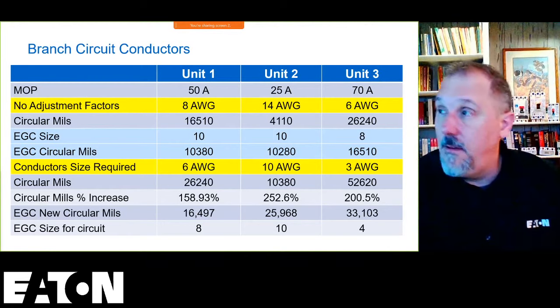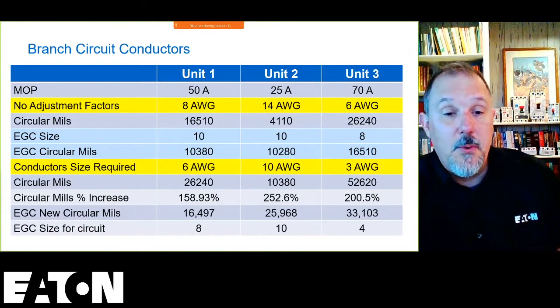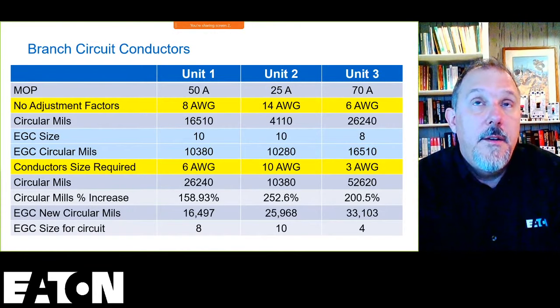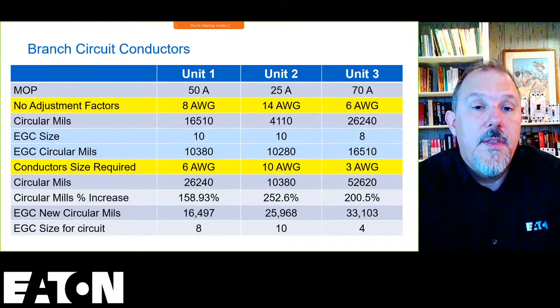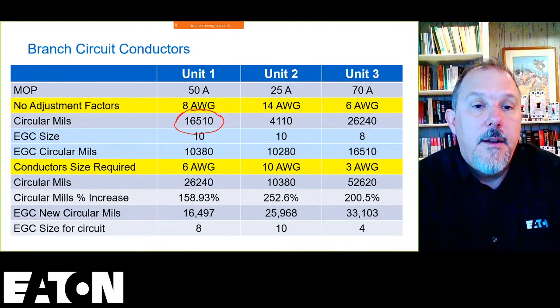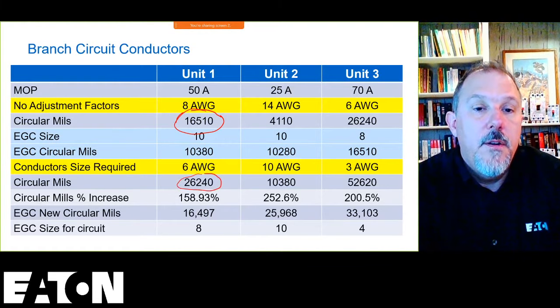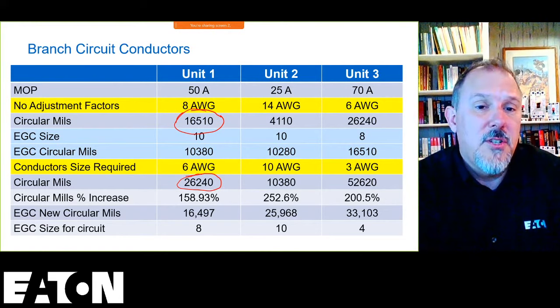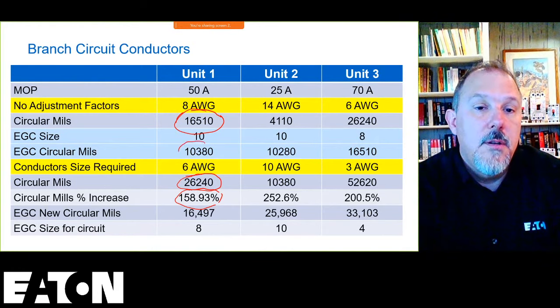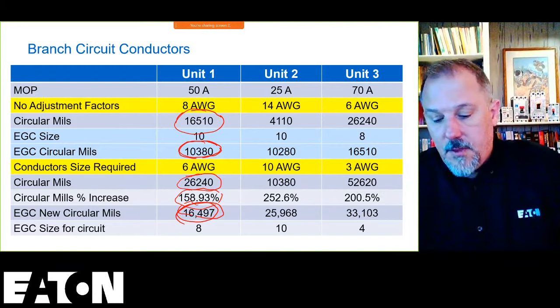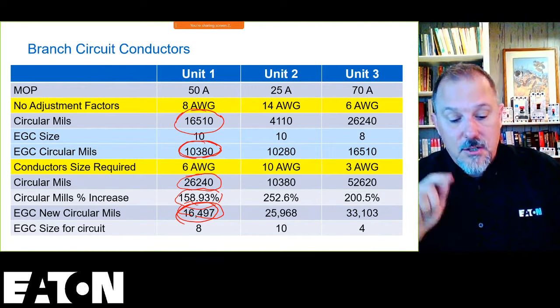if you were required to do that, and if you may have done that, and to Joe's point, you don't think that you can get out of 251.22(B), what you would do is look at the circular mills without the adjustments here. That's what you're basing off of. You look at the percent increase of the circular mills of no adjustment factor to with the larger conductor size, that's 158.93% increase. I would have to take 1.5893 times the circular mills of that number 10 to get 16,497. And remember that the circular mills I'm getting out of Table 8 in the National Electrical Code.